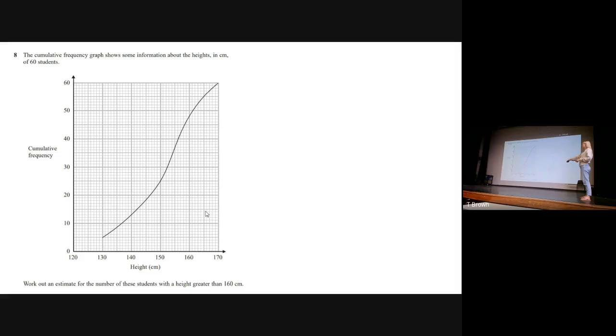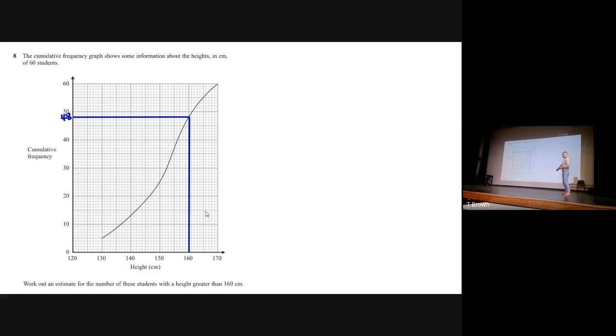This question, however, just says, work out an estimate for the number of students with a height greater than 160. So you're going to draw a line, please, there. Go to 160, go up, hit the graph, go across, and we'll find out what position that height is. So 160 belongs to the 48th person. Okay? 47 people that side of me. People up there.